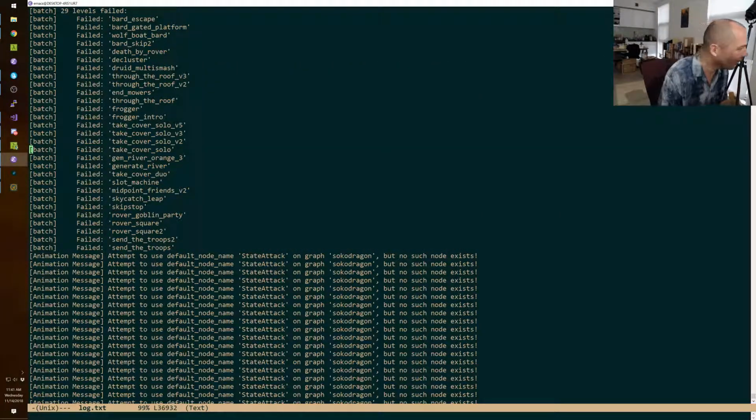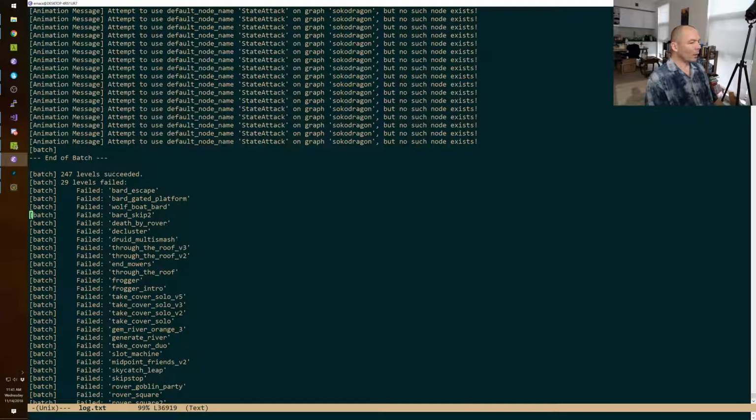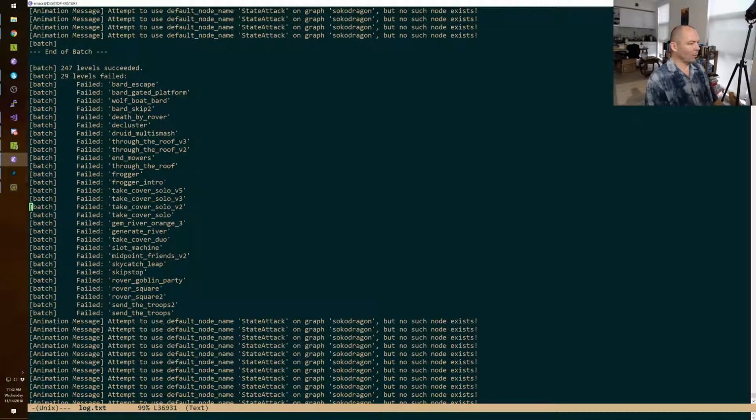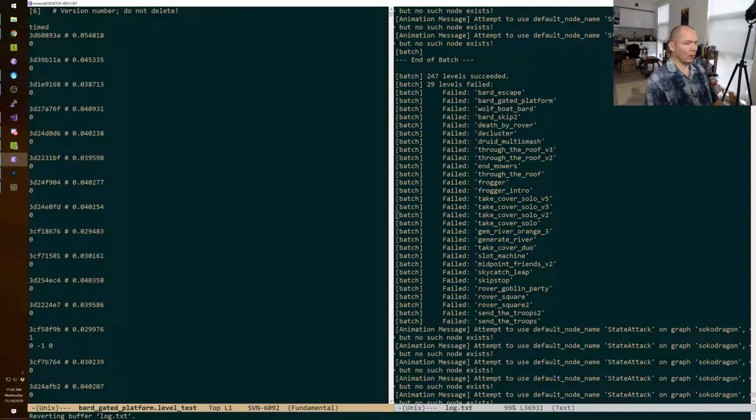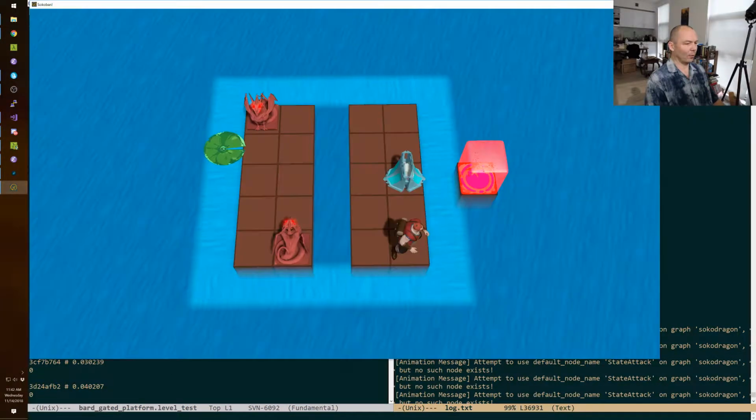29. Ugh, that's still a lot. But it could all be new levels. Like I know Matt's added some levels. And then just weird timing changes. Okay, Bard gated platform is timed. Let's look at that.